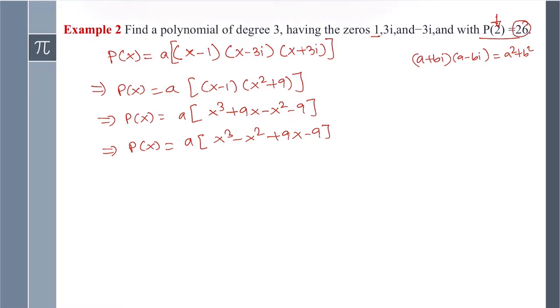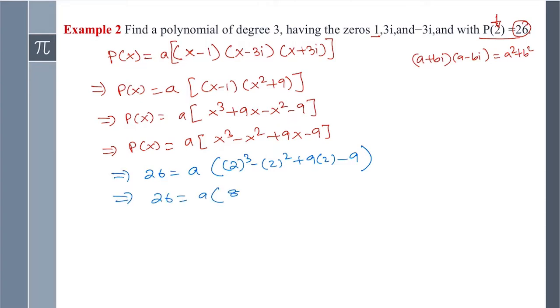So we can write this as 26 equals a times, so x is 2, so 2 cubed minus 2 squared plus 9 times 2 minus 9. And then if we simplify this, we get a times 8 minus 4 plus 18 minus 9, and that gives us 13. So 26 equals 13a, and then we get a equals 2.